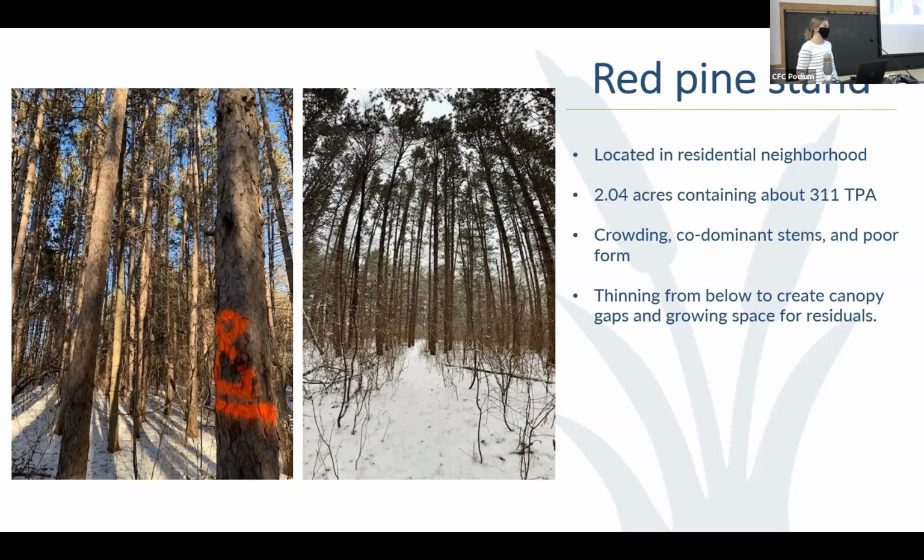So the thinning, we decided to do a thinning from below and start with 5% of the trees per acre, which came up to about 33 trees total per thinning. So we marked poorly formed or damaged trees to start off with.